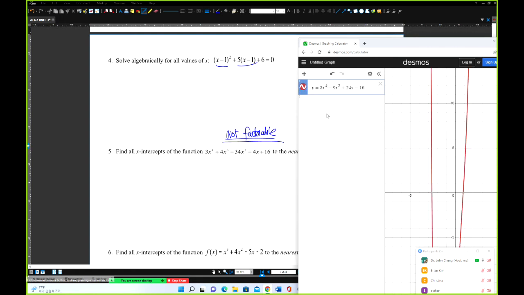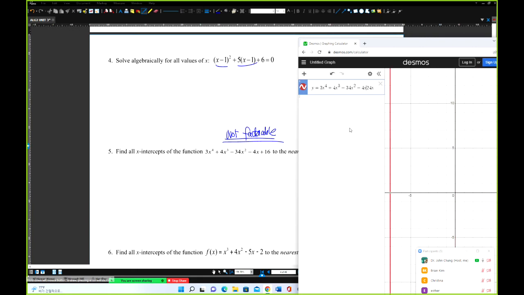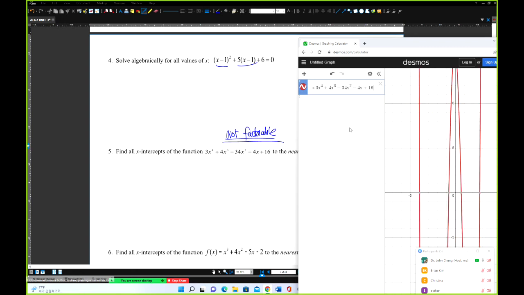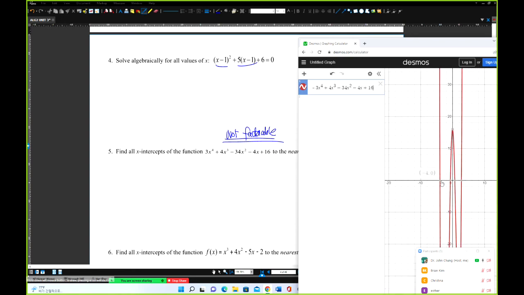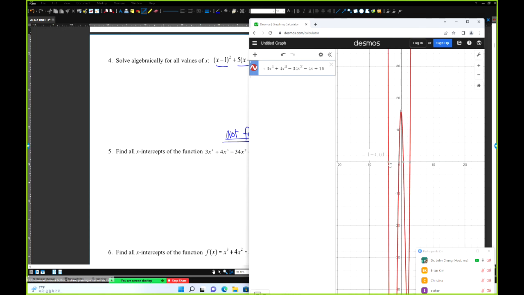Okay. I'm gonna put this now. This is x. 3x to the 4, and okay, the next one is plus 4x cubed, and minus 34x squared, right? 34x squared and minus 4x. After that, plus 16. That's it. When you see it up here, using this graph, you're gonna find the zeros. This is the x-intercept, where y is 0, right? Another one over here.